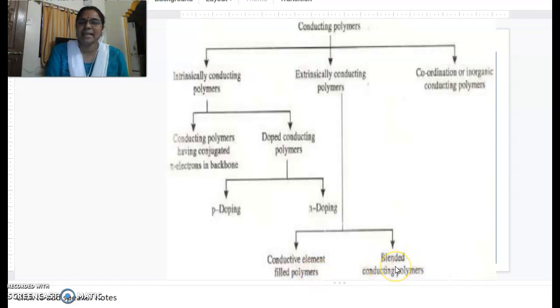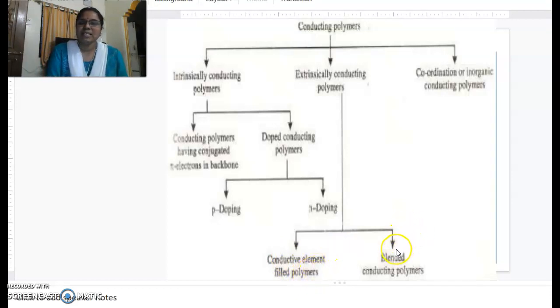The second one is blended. So with this, what will happen actually? Because of this carbon black addition, a minimum quantity can be added so that the other polymer also starts conducting. Simply, you know the preparation of curd, right? To warm, lukewarm milk, you add a small amount of curd so that the whole milk will be converted into curd. Like this, a minimum quantity of carbon black will be added to the non-conductive polymer so that the whole polymer starts conducting. That is called conductive element filled polymer.